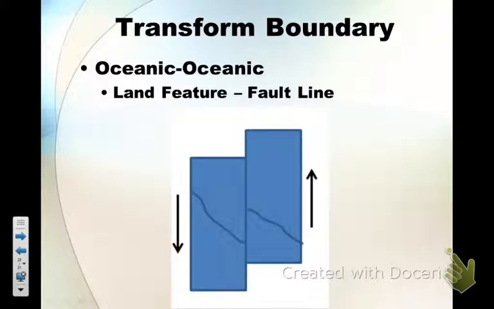All right, so what happens here? For oceanic and oceanic, the land features can make a fault line. Basically, what happens when you're looking at this is, literally, the oceanic crust has just moved from one side to the other. It looks like it's been picked up and moved. If you see on this line right here, there was a line, and because it moved, now it's in different places.